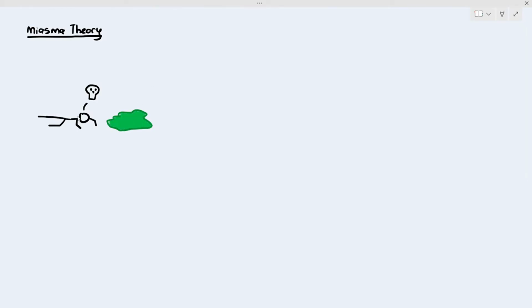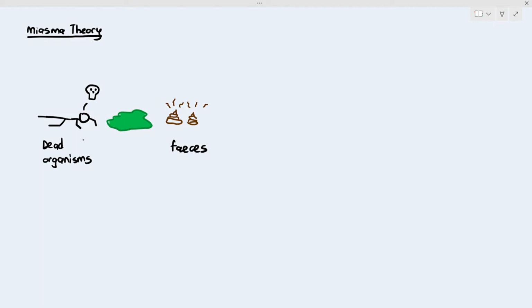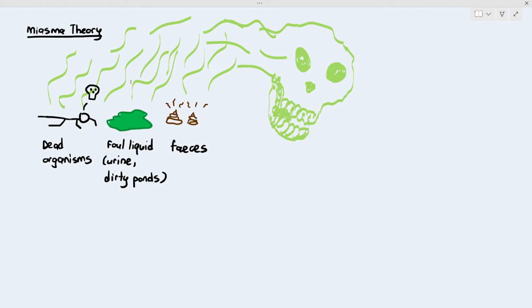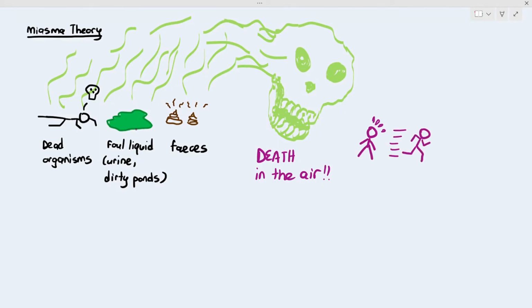People back then understood that when you had dead organisms or foul liquids such as urine or dirty lakes or ponds, and even fecal matter or feces in the area, these particular things could actually pollute and poison the air. And when they poison the air, it creates this kind of toxic air known as the miasma. And because of that miasma, it was able to spread from one person to another, where they said that there was death in the air.